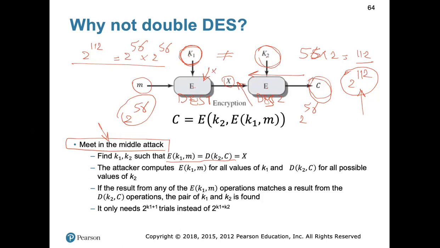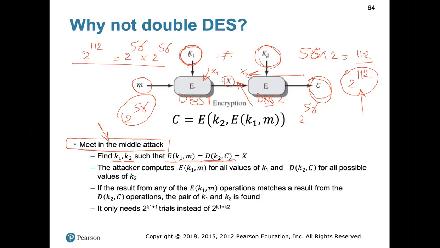Let's call what I get from this side X1, and what I get from decryption X2. If X1 equals X2, what does that mean? It means that this is the right set of keys. So the meet in the middle says we find key 1 and key 2 correct if they satisfy this equality: encryption of M with respect to key 1 equals decryption of ciphertext with respect to key 2.